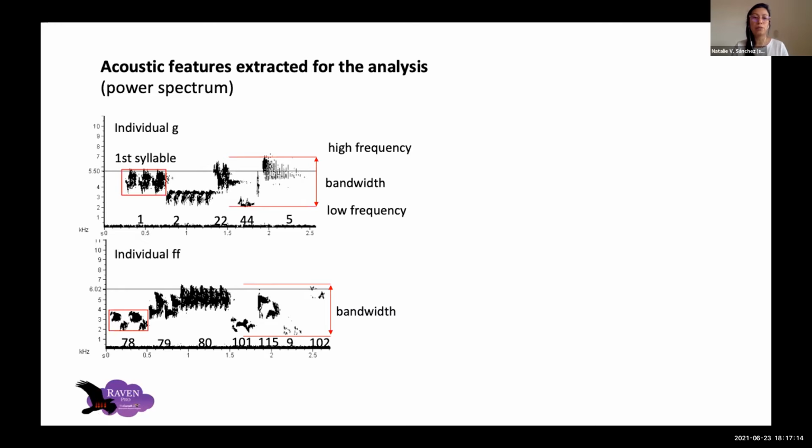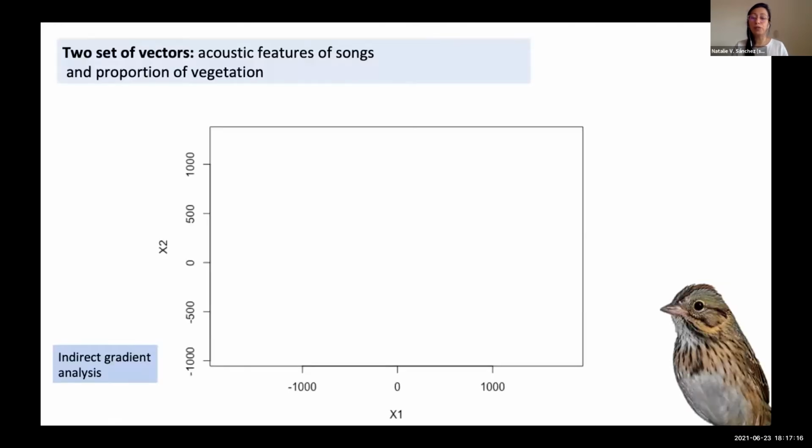So for results, we used an indirect gradient analysis to compare two sets of vectors: the acoustic features from each song and from each individual, and the proportion of vegetation. You can think that these are the acoustic features and these are the vegetation. So you might have a positive correlation or a negative correlation.